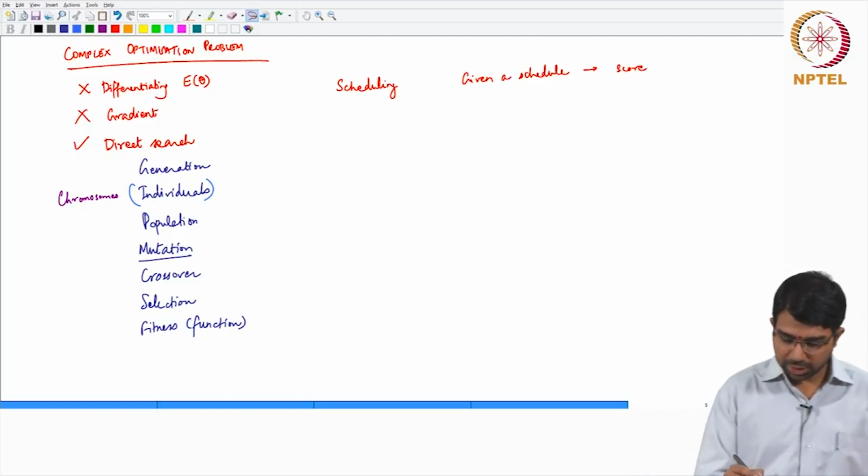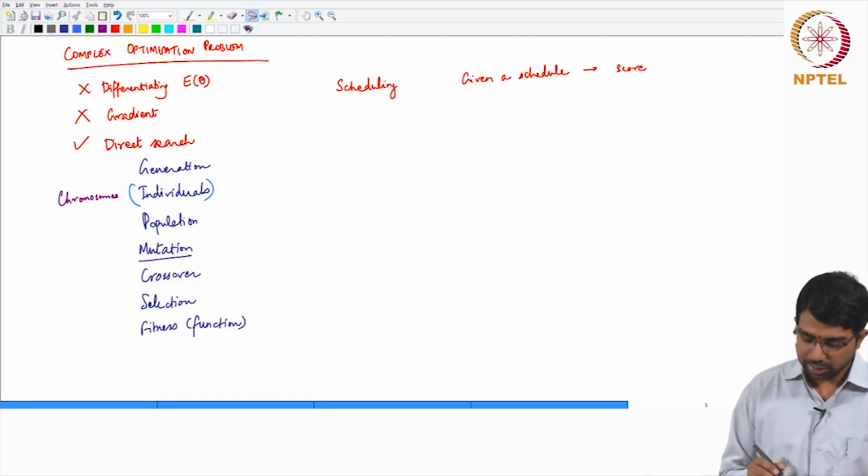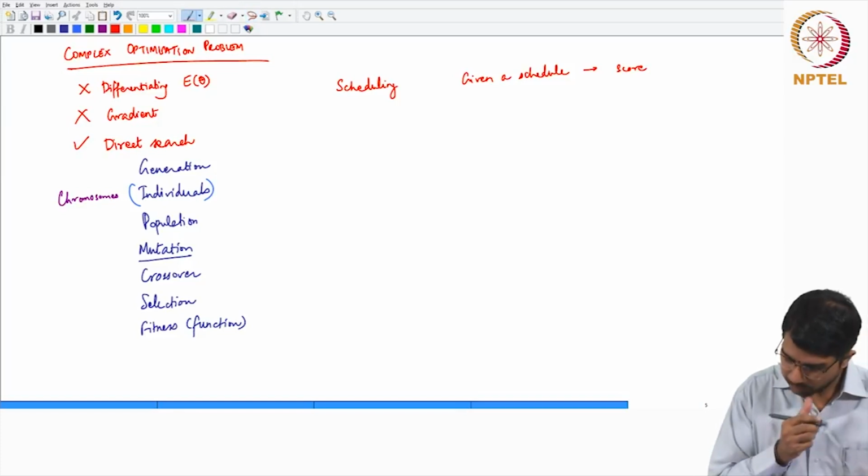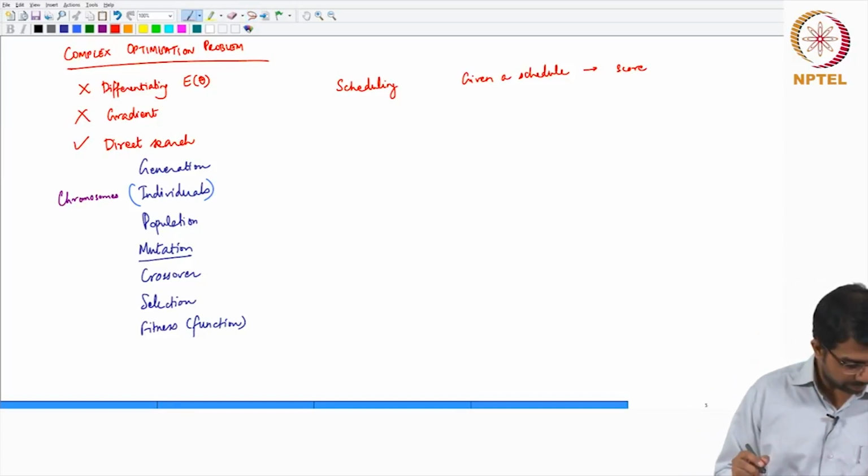so these were the concepts that we were looking at earlier. So what is a generation?